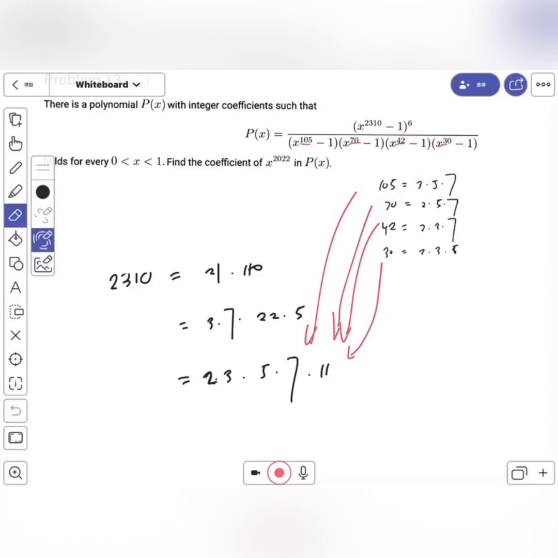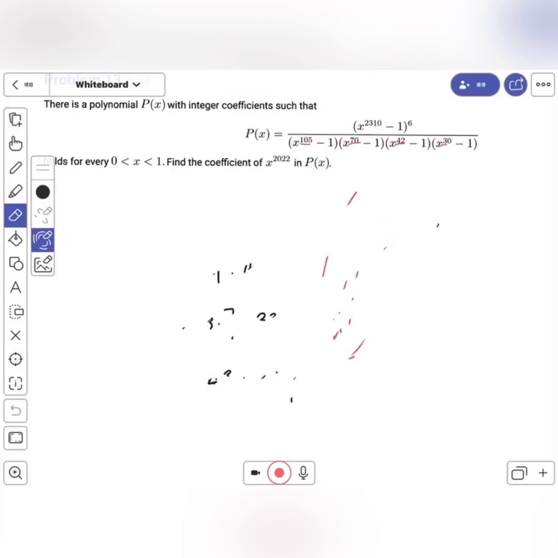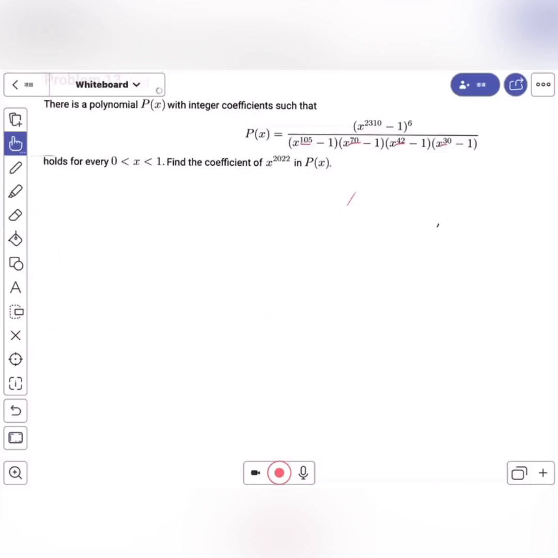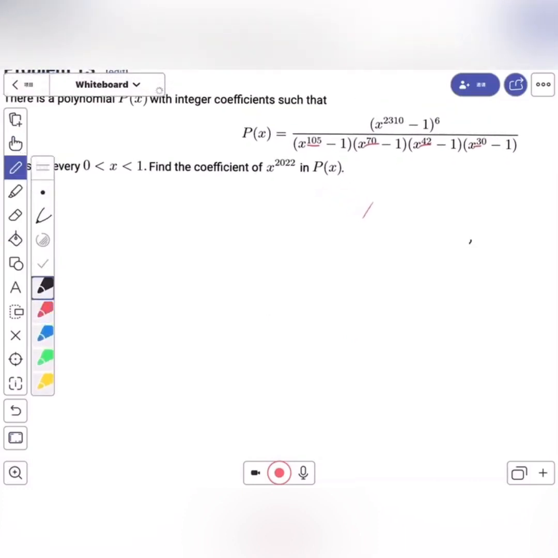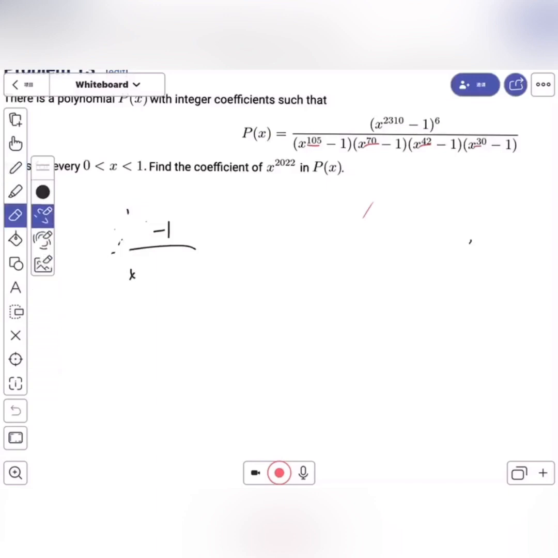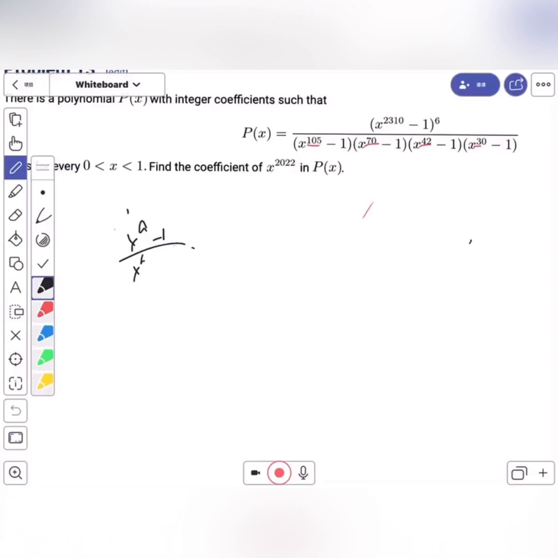Now we're going to go to an important identity. First, we're going to examine what happens if we divide x^a minus 1 over x^b minus 1, if b is a factor of a, so a is kb.